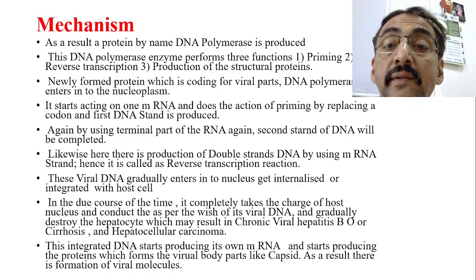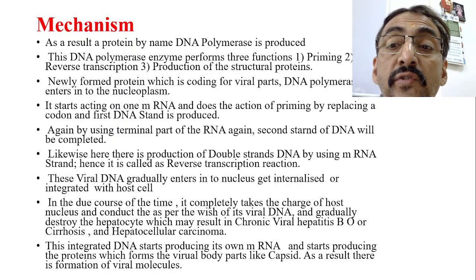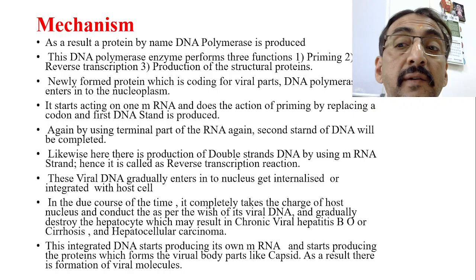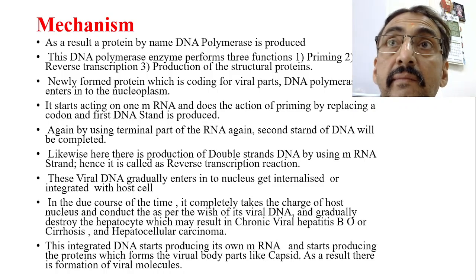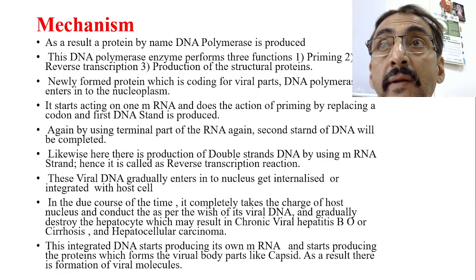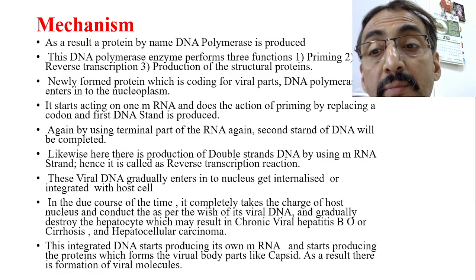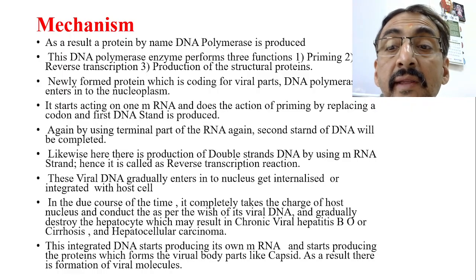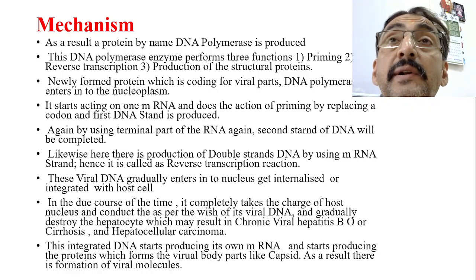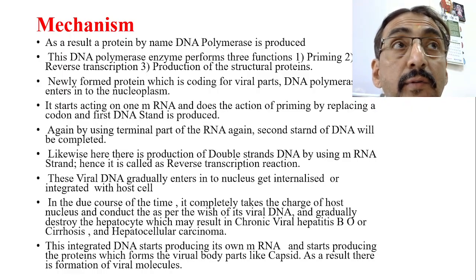Okay, double strand of the DNA is produced by using the mRNA strand. Previously, mRNA is there. Then that mRNA produced DNA polymerase. From the DNA polymerase, now it is doing production of the double strands of DNA. Therefore, this is called reverse transcription reaction.